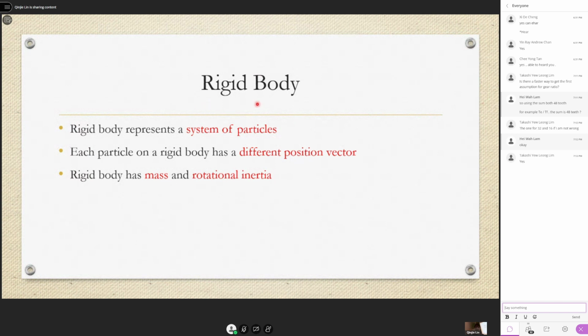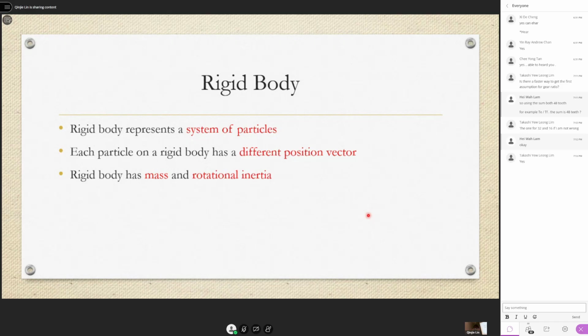So for rigid body, it represents a system of particles. At the start of the course, we always talk about particles only, right? Like 1 point. But after that, subsequently we move on and then we study rigid bodies. So these rigid bodies are actually just a system of particles, objects that have many particles on it.